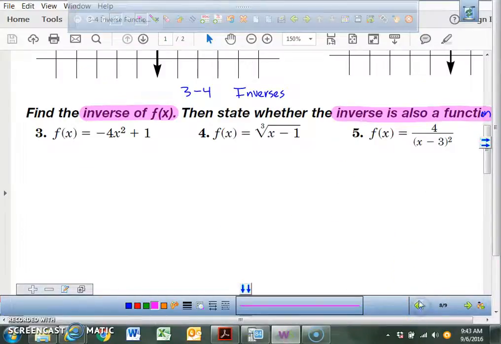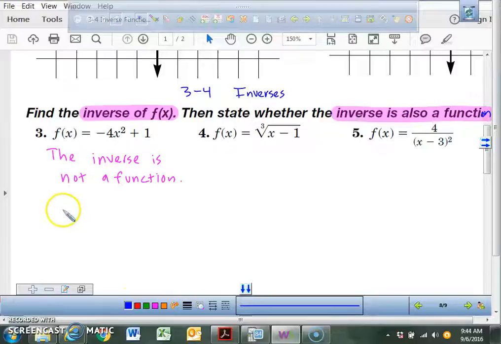So the first thing, this did not pass the horizontal line test. So you could write for number 3 in your journal, and then on your paper when you transfer it over, the inverse is not a function. So that's half your answer right there. And how did we do that? We checked the horizontal line test. So my suggestion is if that's part of your answer, always just graph the original function first.